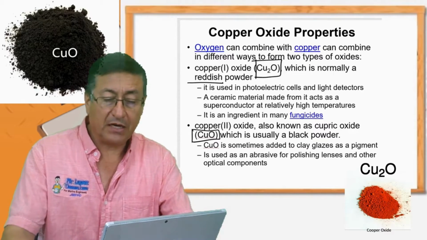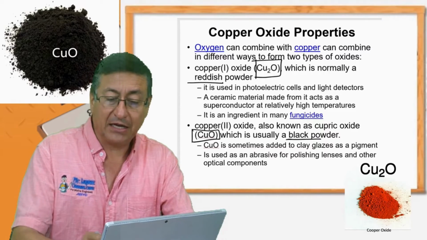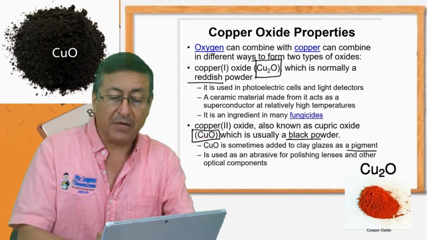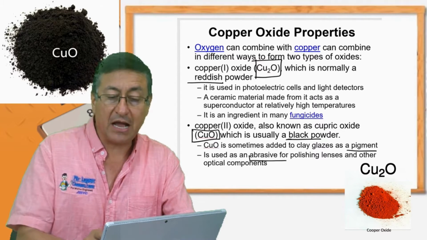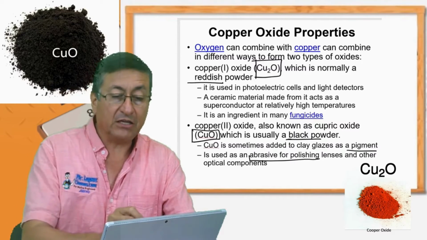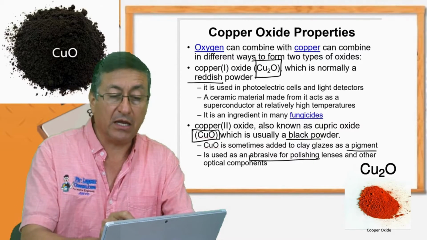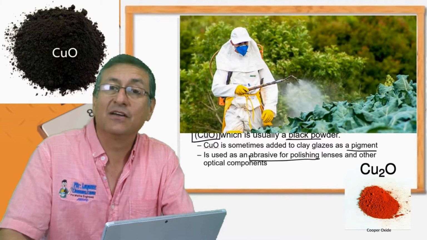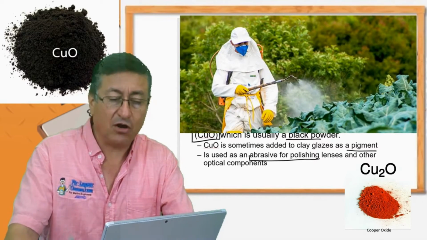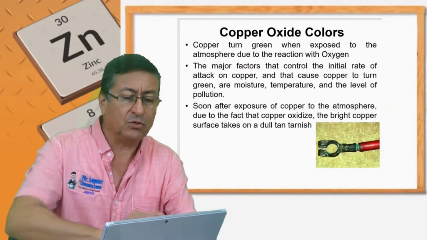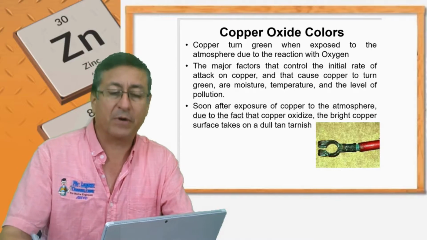And copper 2, the color is black. It's used like a pigment, and is used like an abrasive to polish lenses and crystals. I forgot to explain that copper 1 is used like a fungicide. Fungicide is very common. Okay, and those are the colors of the copper oxide.